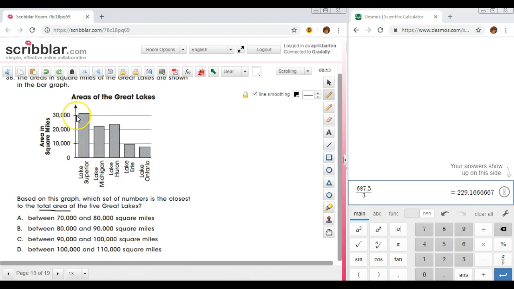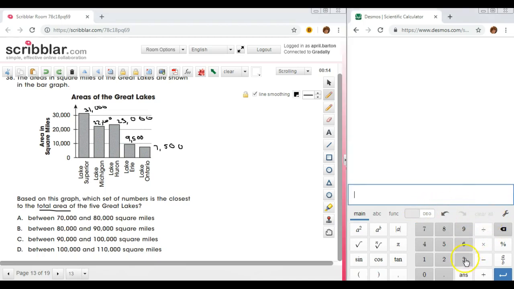So each tick mark is another 10,000, 30,000, I'm going to say 31,000 for this. It's a little above 30,000. This one's a little above, I'm going to say 22,000 for this one, and 23,000 for this one. Lake Erie is a little bit below, probably 9,500. It's really, really close. And Lake Ontario, I'm going to say 7,500. So now we add them all together.